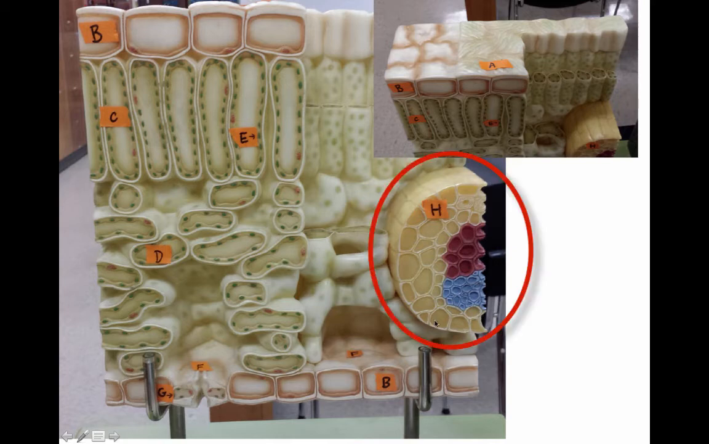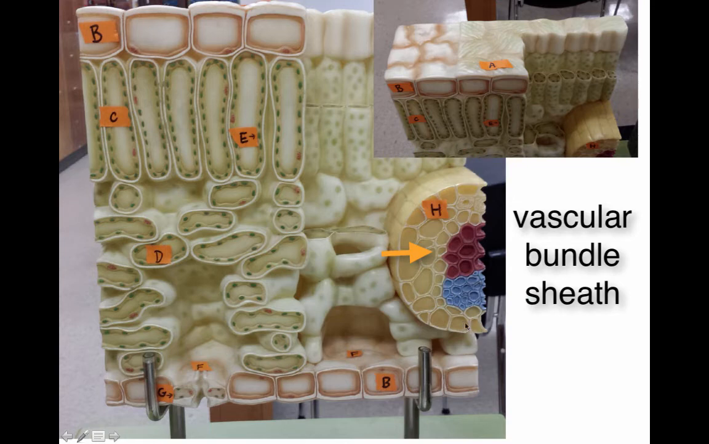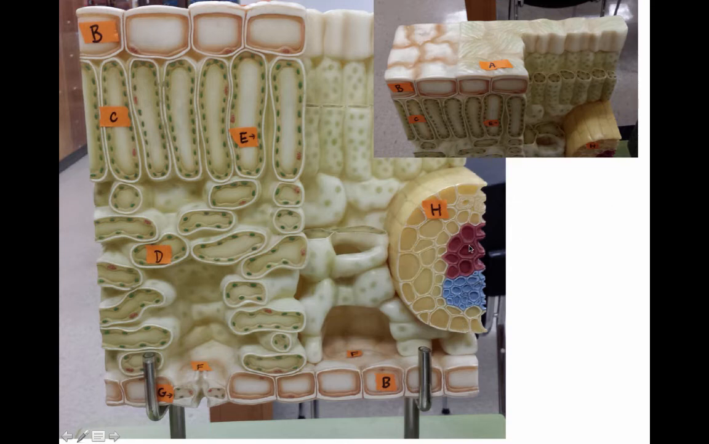This is the vascular bundle. It's like the vein in the leaf. This is the vascular sheath, the yellow part. And then we have our xylem and our phloem. So the xylem is in the red up here, and the phloem is in the blue. This is a dicot leaf, you can tell because it has the palisade and the spongy types of mesophylls.